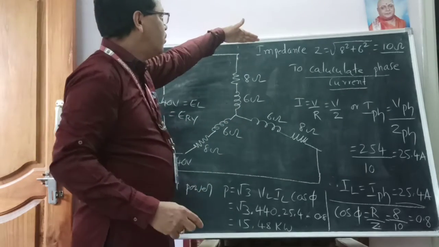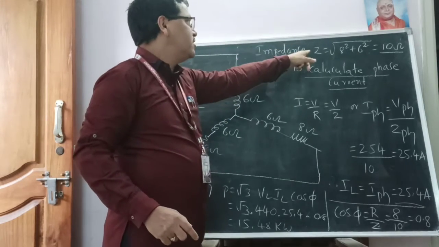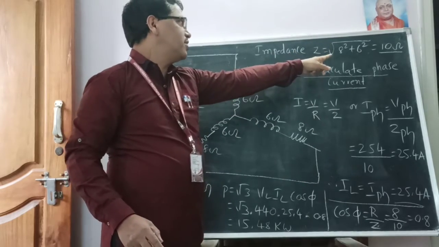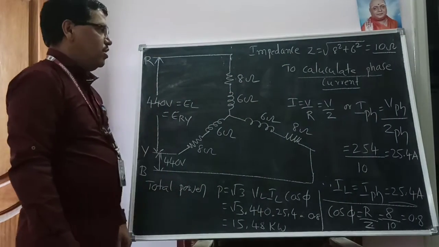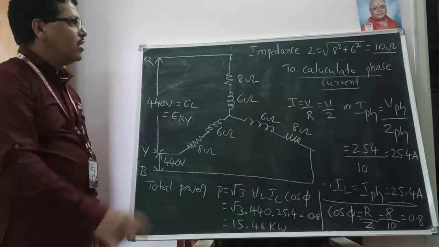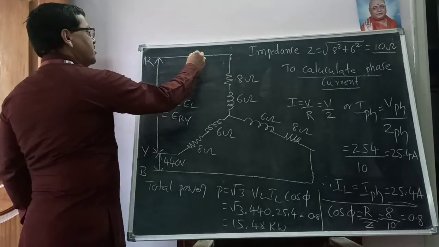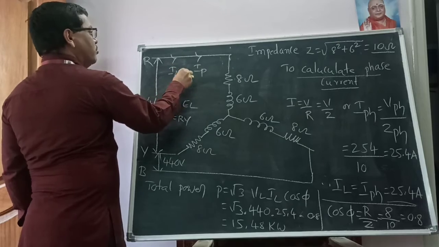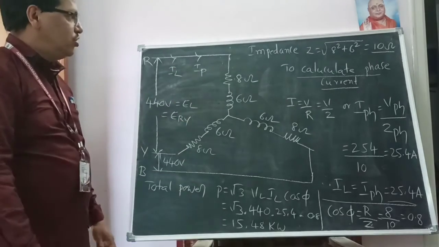To calculate impedance, Z is equal to root of R square plus XL square. That is 8 square plus 6 square, answer is 10 ohms. As per the problem, we need to calculate the phase current, I phase, which is also called IL. Both are the same in the case of star connection.